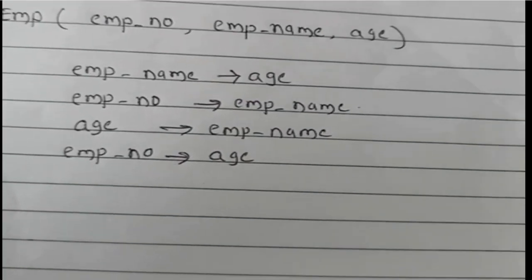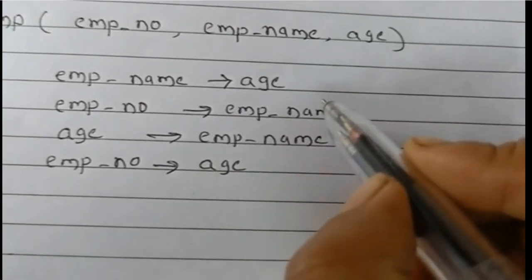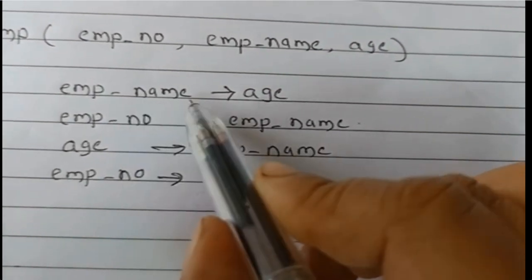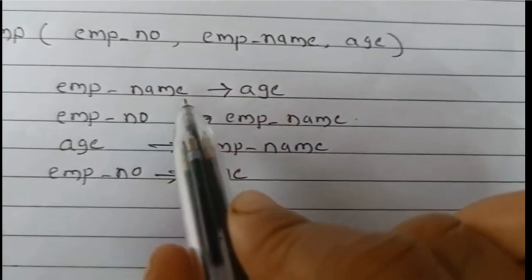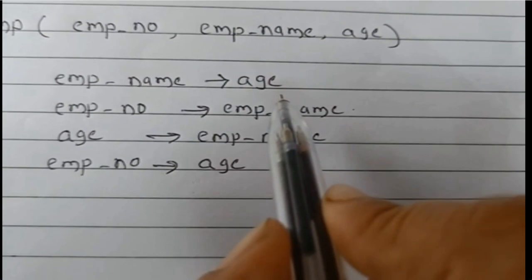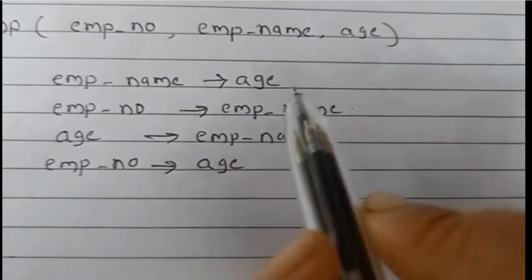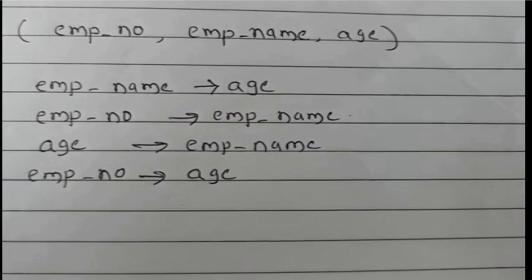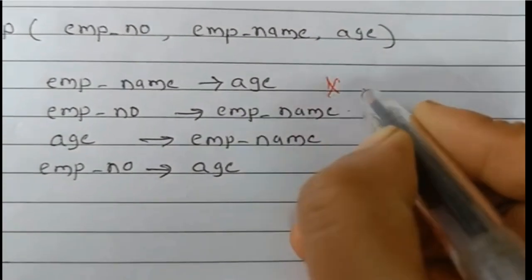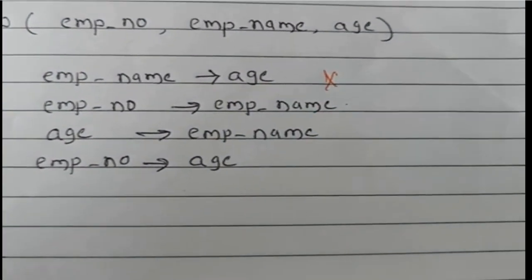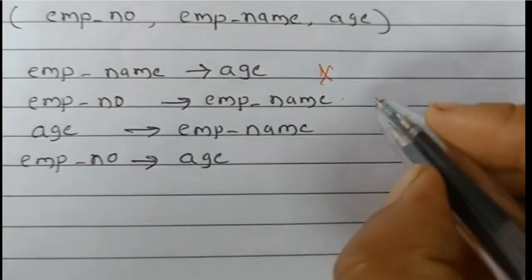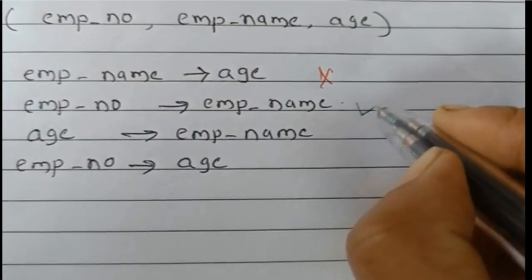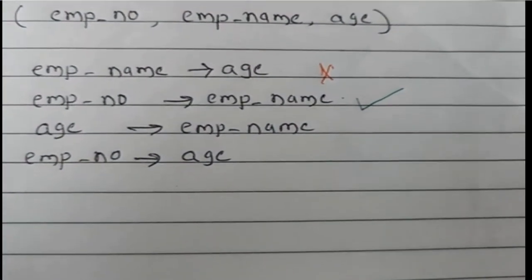Example of an employee. For the relation employee, we can identify the functional dependency. Can employee name determine the age? If the employee name is unique, then it could determine the age. But if employee name is not unique, then it will not determine the age. So this is not a valid functional dependency. If we see another attribute, employee number, employee number can uniquely determine the employee name. So this is a valid functional dependency.